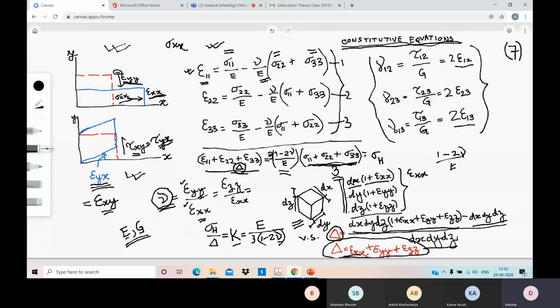This condition needs to be satisfied for volume strain to be 0 at all times. So from that we get the value nu equal to half. So when a body is plastically deforming, nu, Poisson's ratio, is equal to half. So the amount of transverse strain that you get in the negative direction is half of the normal strain along the longitudinal strain.